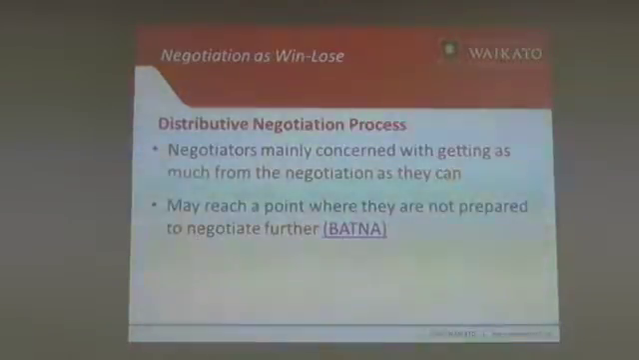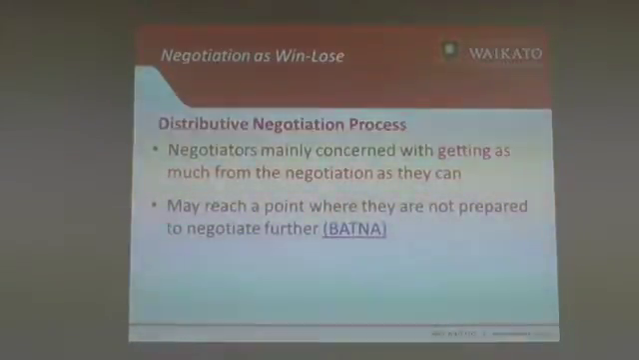With the distributive negotiation process, which we could characterize as a win-lose, that is, I want all of the orange, negotiation may be concerned with getting as much from the negotiation as you can. You may consider specific tactics of persuasion, as shown in one of the videos that accompany our module. Typically, you might reach a point where the negotiator is not prepared to go any further.